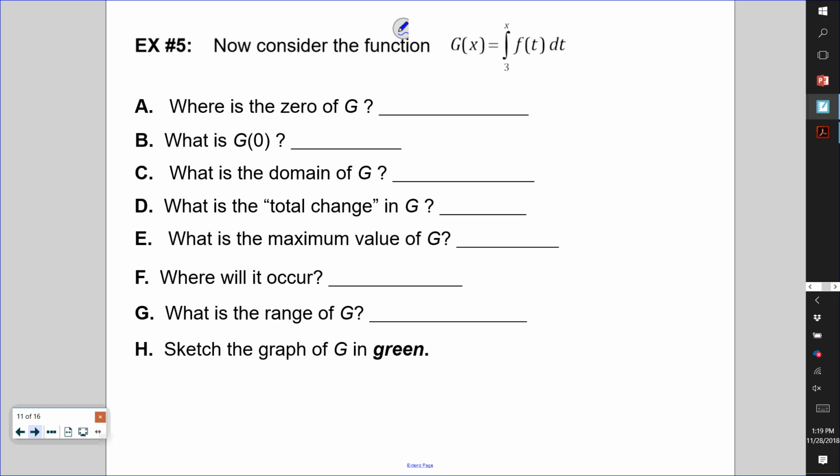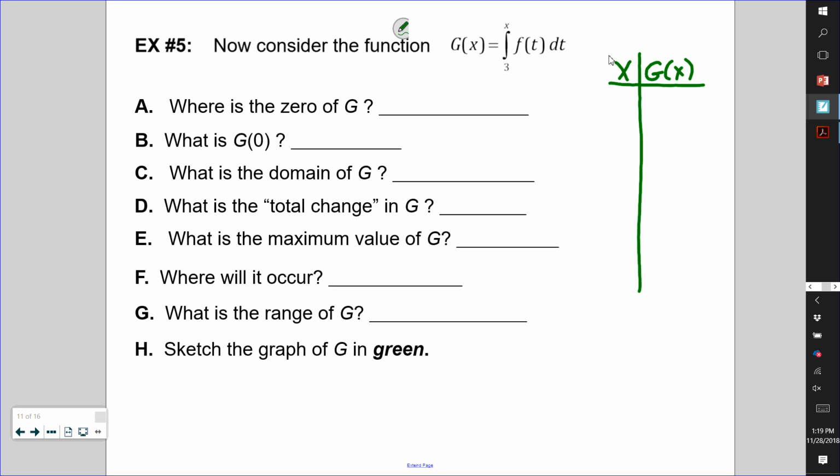I'm going to use green just because we're getting ready to graph this in green, but you can just use pencil. So I have x and I have capital G of x. So this is not f anymore, this is g. Very similar, but what's the difference again? Where's g going? From 3 to x. Isn't f of x still the derivative? Because the second fundamental theorem of calculus says the derivative of the integral from a constant to x is just to plug in x. So we still have that graph being the derivative of g.